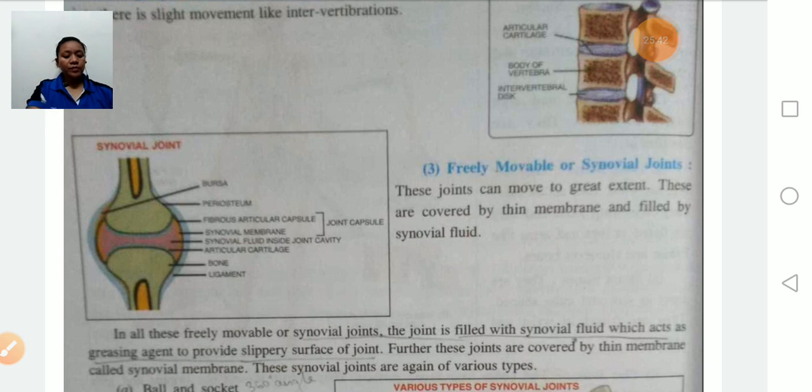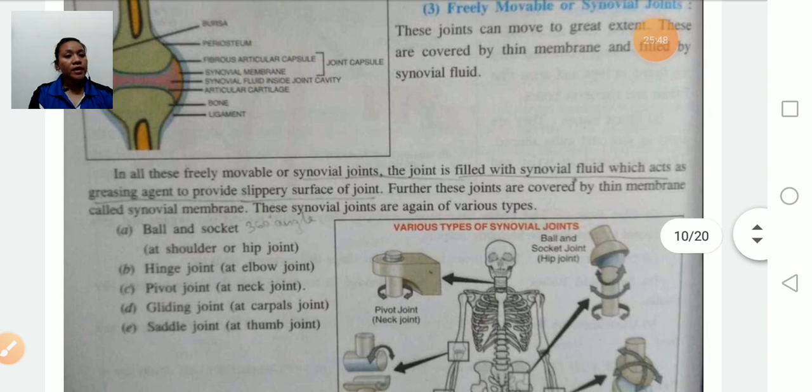In all freely movable or synovial joints, the joint is filled with synovial fluid. Synovial fluid is a liquid, just like oil. It acts as a lubricating agent to provide a slippery surface to the joint. Further, these joints are covered by thin membranes called synovial membranes.